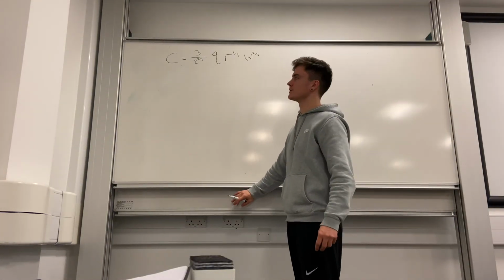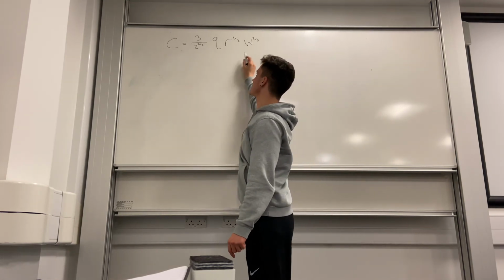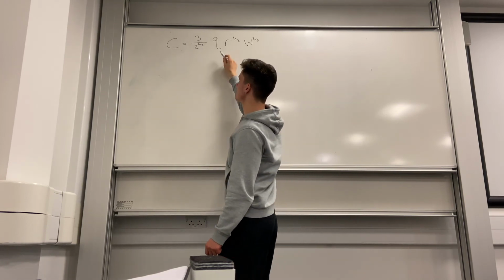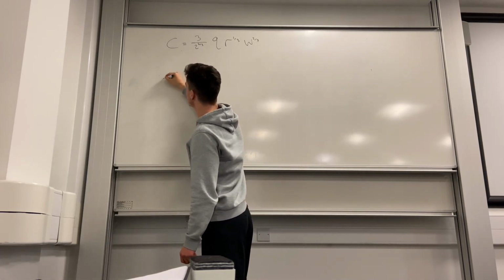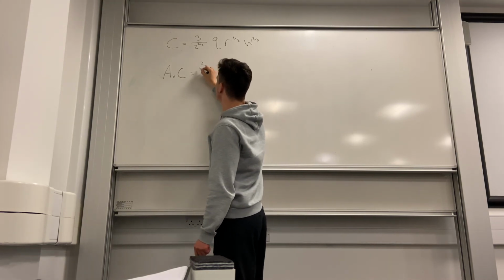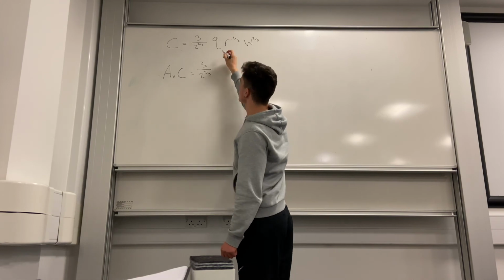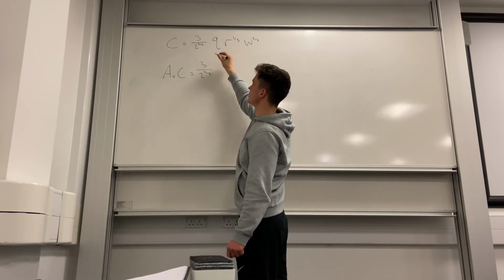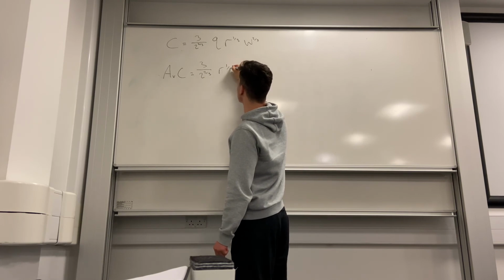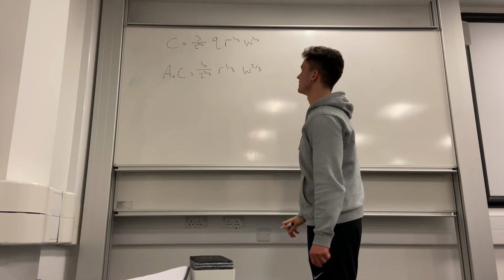Finally, we're asked to work out the average cost and marginal cost. So the average cost of this, we just divide it all by quantity, Q. So the average cost is equal to 3 over 2 to the power of 2 over 3 times, if it's divided by Q, Q over Q is 1, so it just becomes r to the power of 1 over 3, w to the power of 2 over 3. And that's the average cost.